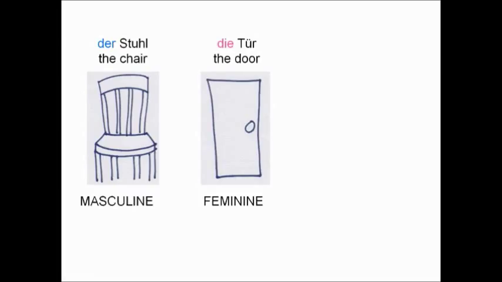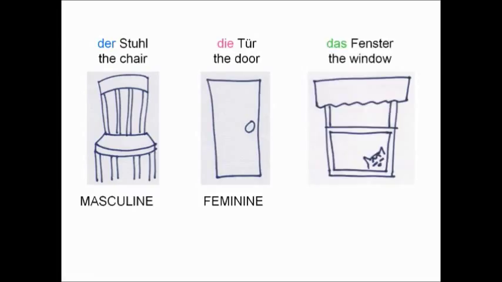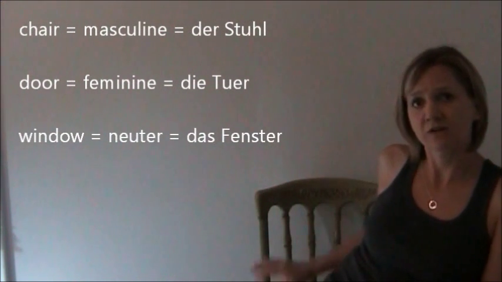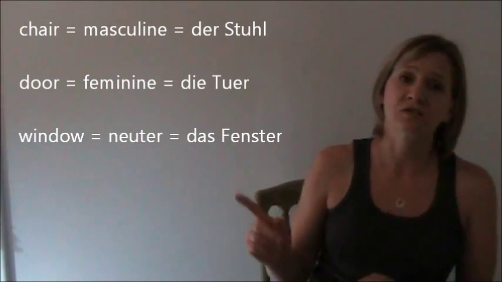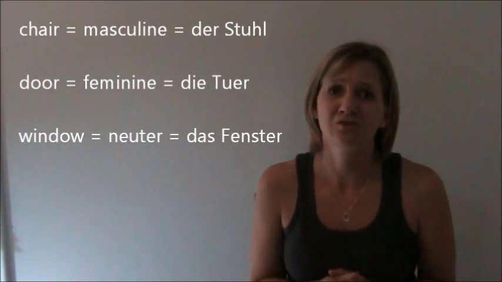So, for example, this chair I'm sitting on is masculine: der Stuhl. The door is die Tür, it is feminine. And the window, das Fenster, that's neuter. So the chair is a masculine noun, the door is feminine, and the window is neuter. Well, that doesn't make much sense, does it? Correct. So you're like, fine, what's the trick? How do I know if the chair is masculine and the door is feminine and the window is neuter?